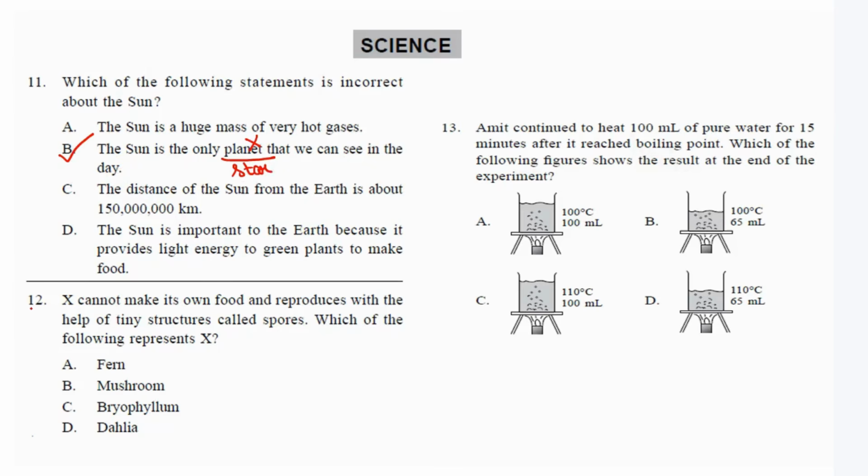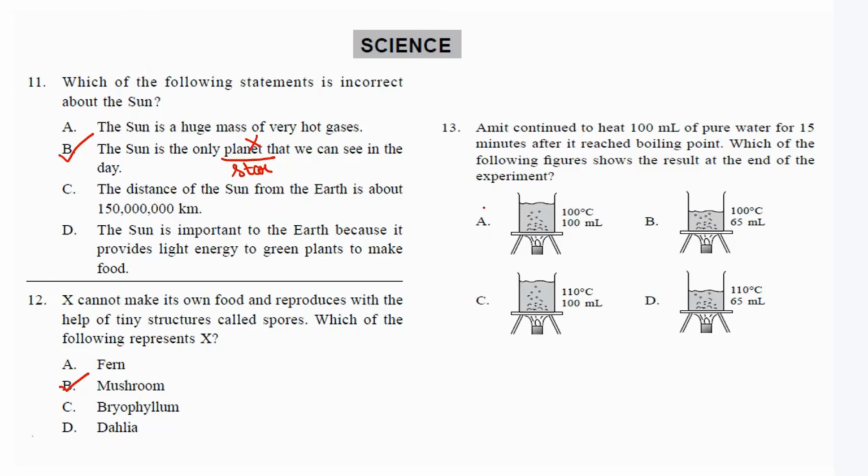Coming to question number 12. In question number 12, it is said, X cannot make its own food and reproduces with the help of tiny structures called spores. Which of the following represents X? So as it cannot make its own food and it reproduces by spores, the correct answer will be mushroom. Why mushroom? Because mushrooms are saprophytes, right? They cannot make their own food and they always reproduce through spores. So mushroom will be the correct answer, right?